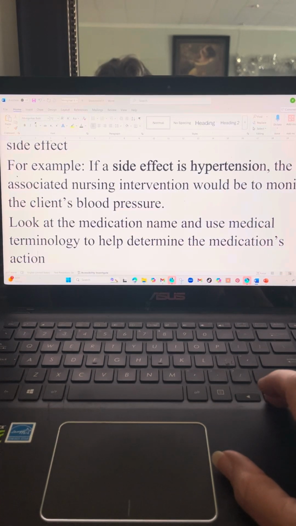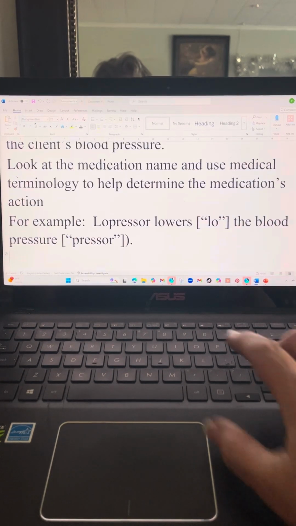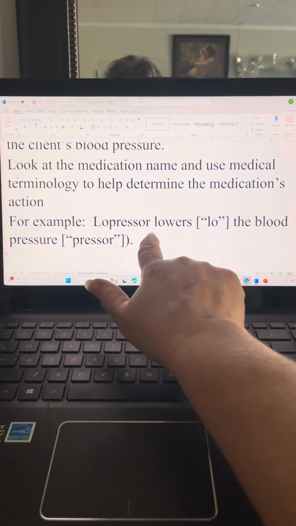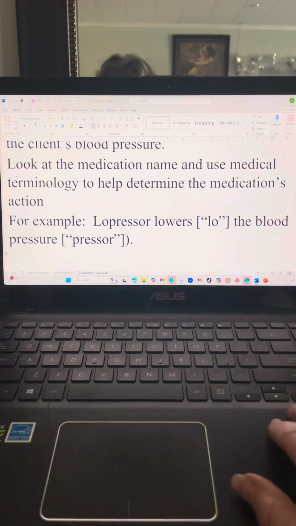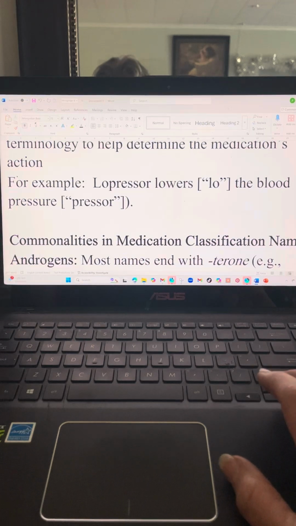Look at the medication name and use medical terminology to help determine the medication's action. Like the word low pressure, it lowers your pressure. Low pressure lowers your pressure. You know what I'm saying. You get it how you can get it. Tie a knot in it, hold on.